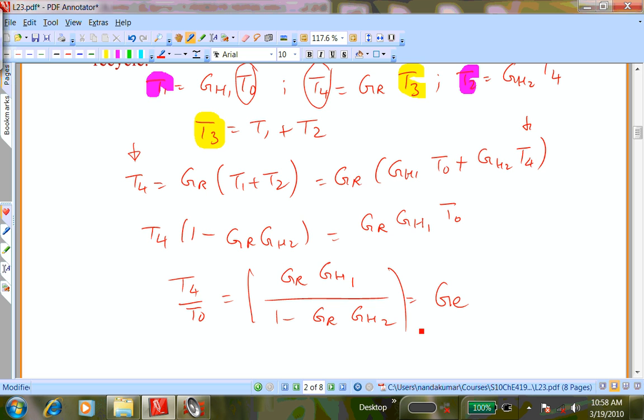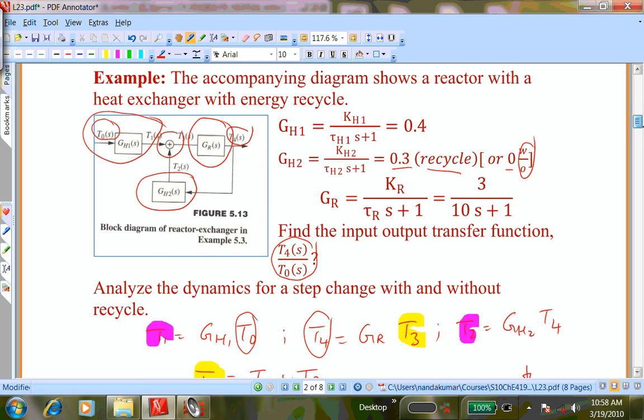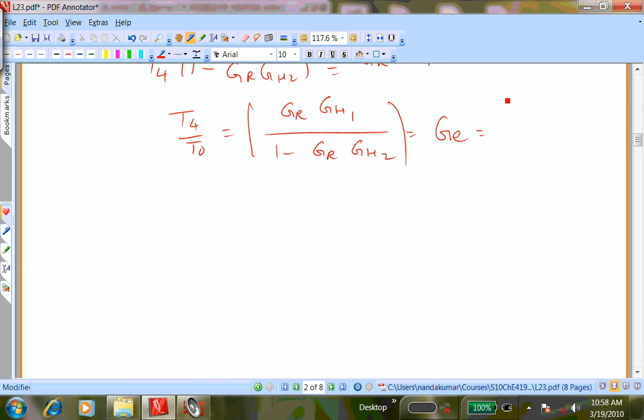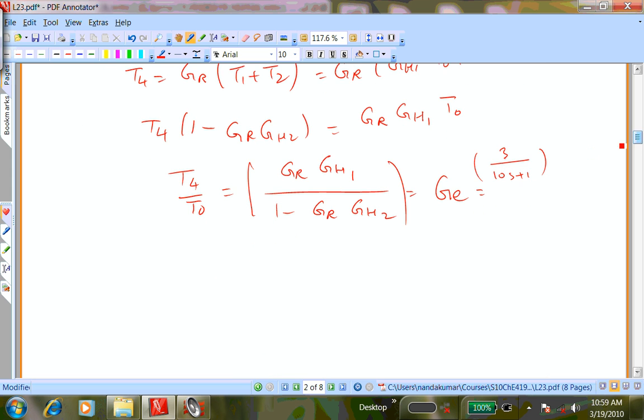So now I need to substitute all the known transfer functions, and this is where I guess I need to go to MATLAB because there is an important point I wanted to show. Maybe I can just show it by analysis, and I can let you do that math. We'll see how far we can go. Okay. So now GR is given as what? GR is 3 divided by 10s plus 1. Multiplied by GH1. GH1 is 0.4. It's a constant.